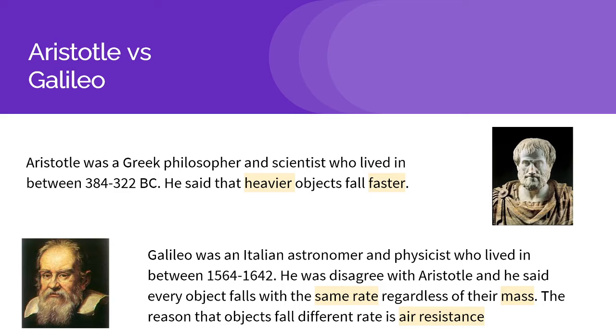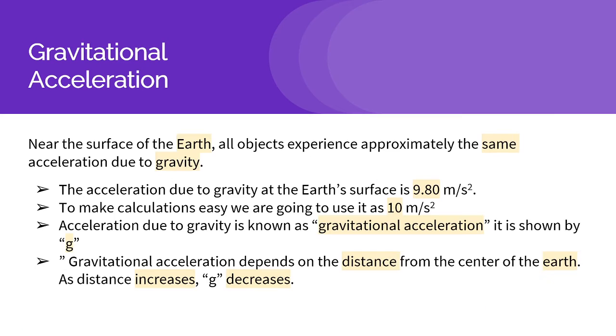Since we have air resistance on Earth, we might see different scenarios. But in the end, we found that Galileo was right. In a vacuum, when there's no air resistance, all objects fall at the same rate regardless of their mass, shape, and size. And that rate at which they fall to the Earth is known as gravitational acceleration.